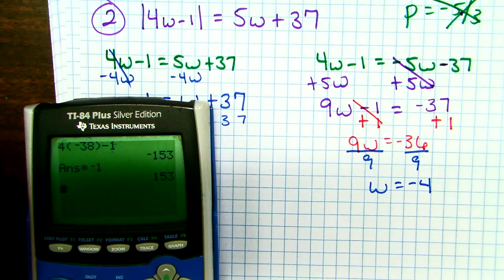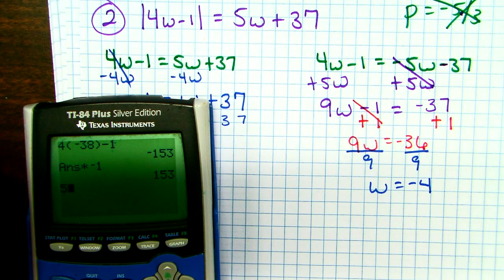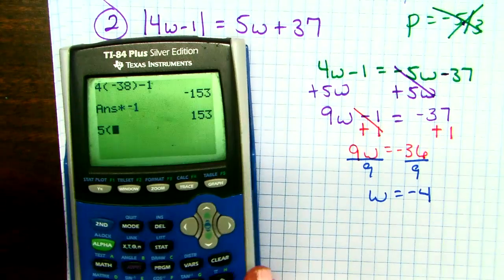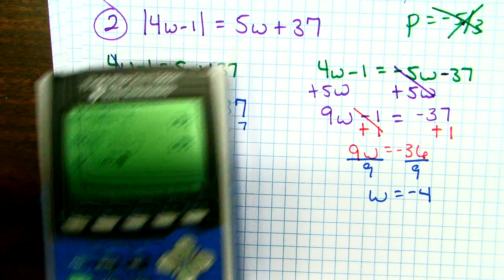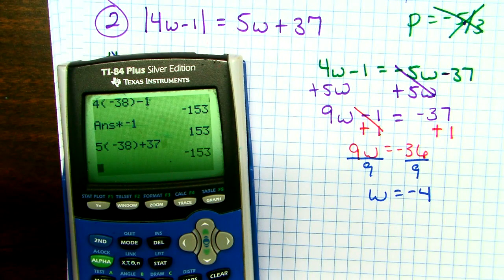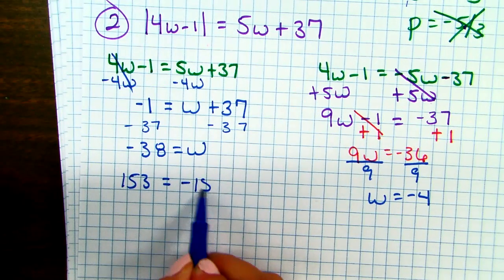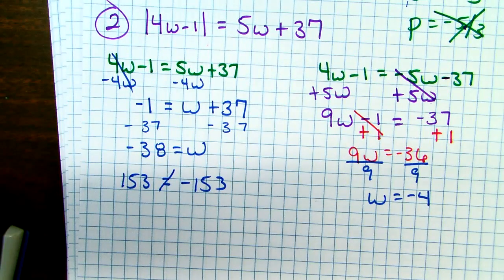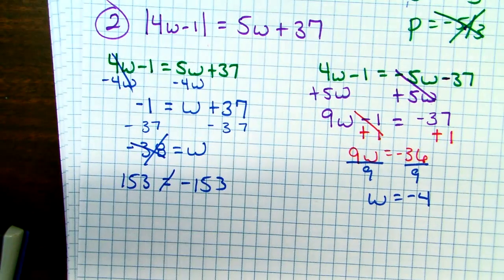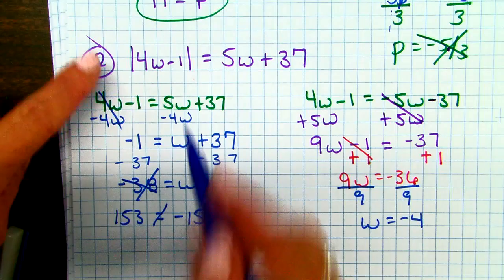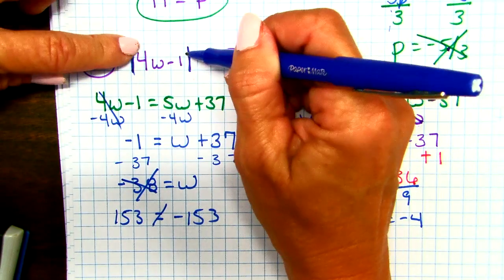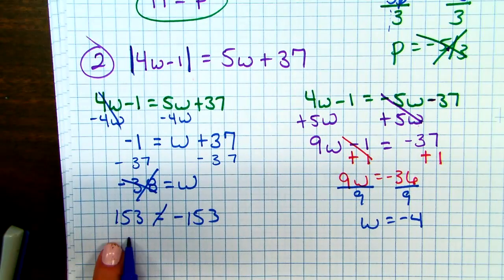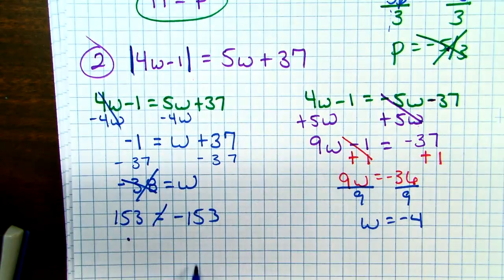JT, were you asking me something? No. Were you stretching? Okay. 5 times negative 38 plus 37. Let's see what we get there. I get negative 153. So understand, if I hadn't remembered that that was absolute value, they would both have a negative. But these do not equal each other. So this is not a solution. Understand that, because we had a negative inside here, when we bring it out, it becomes positive. But there's no absolute value on this side, so we didn't change the sign.